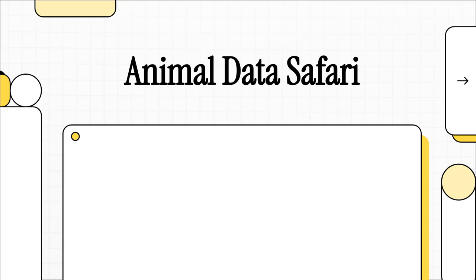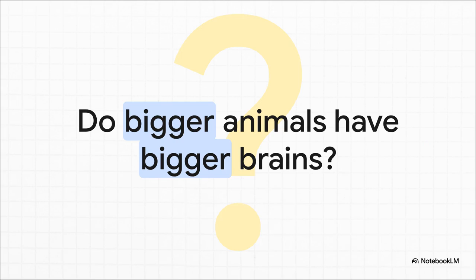Okay, so today we're going to put on our explorer hats for a really special kind of expedition. We're heading out on a data safari right into the heart of the animal kingdom. And our main quest, the big question we're trying to answer, is something you've probably wondered about before. Do bigger animals actually have bigger brains? I mean, is there a direct link? Or is it maybe a little more complicated than that?